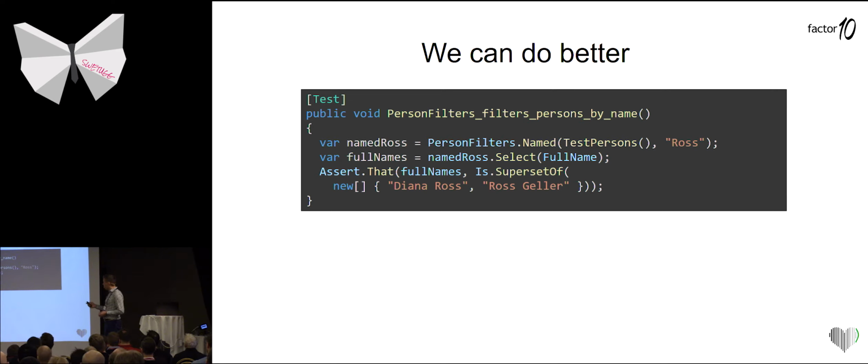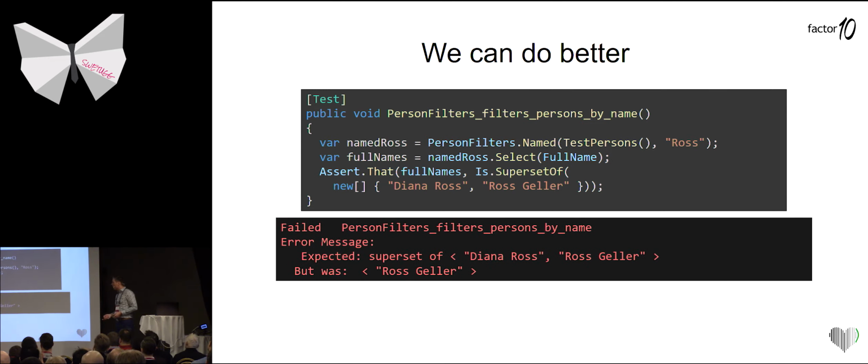So if we say that the actual names should be a superset of Diana Ross, or Ross Geller, I mean Diana Ross and Ross Geller should be in the set of full names. And our failure message is equally good as before. We are missing Diana Ross here, but now we won't fail with new test data. Okay, so we have a much more robust test.